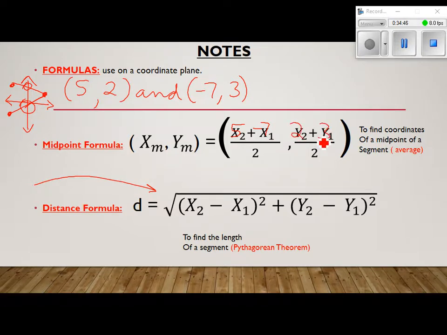It doesn't matter if the 2 comes first or the 3 comes first. Makes no difference. When you did slope last year, order made a difference, right? If you mixed around the order, it messed up your slope. With these two formulas, the order makes no difference whatsoever. What's 5 minus 7? -2.